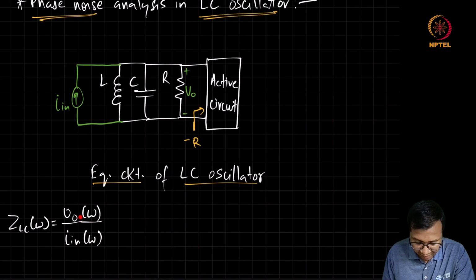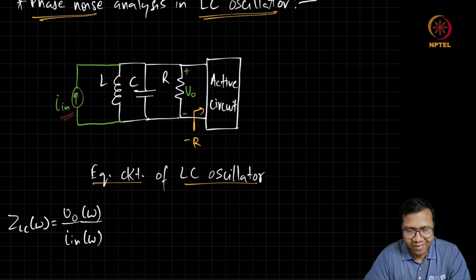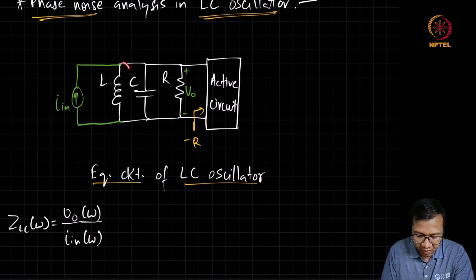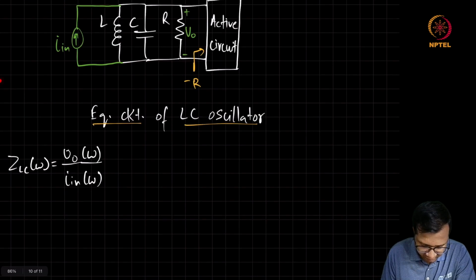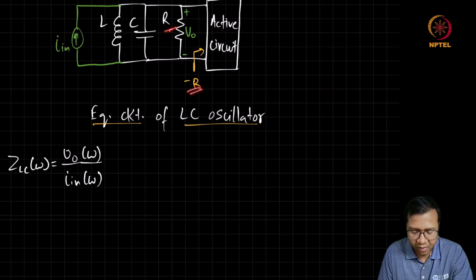And we want to understand how this transfer function Vo by in will look like around the resonant frequency, because the phase noise will appear as some side skirts at a delta omega offset from the oscillation frequency, which in our case is going to be the resonant frequency of this oscillator. So if we look at the circuit, we can see that in steady state, this negative R is completely compensating the loss in the resonator.